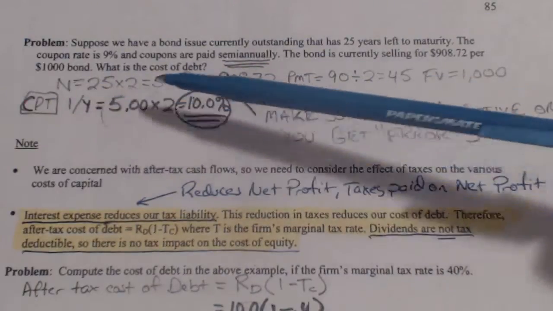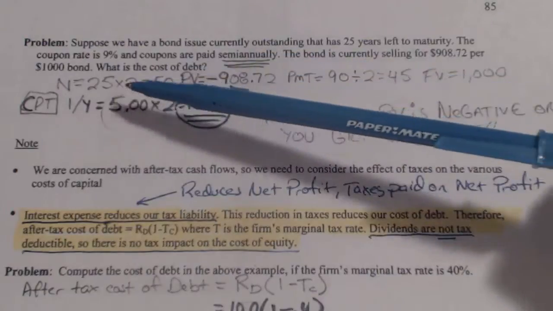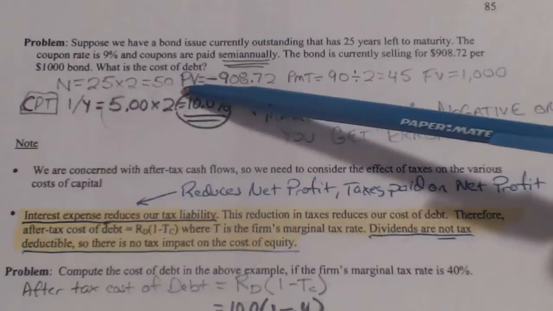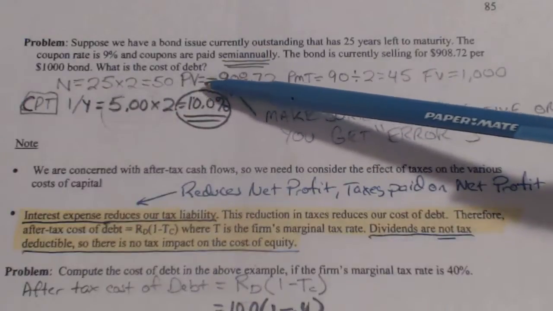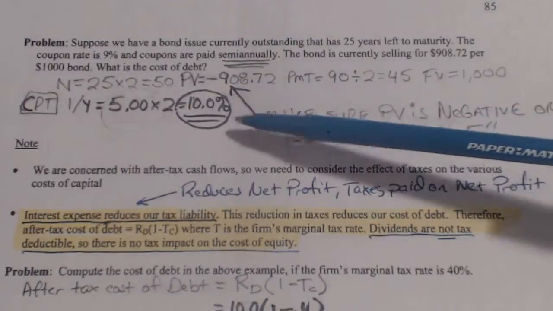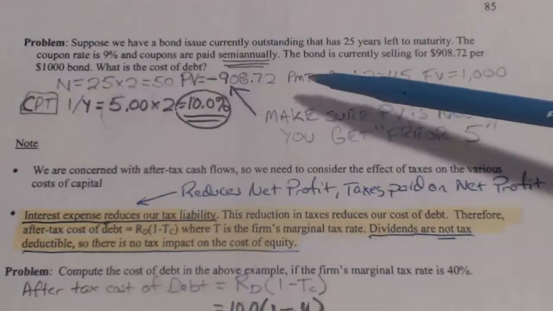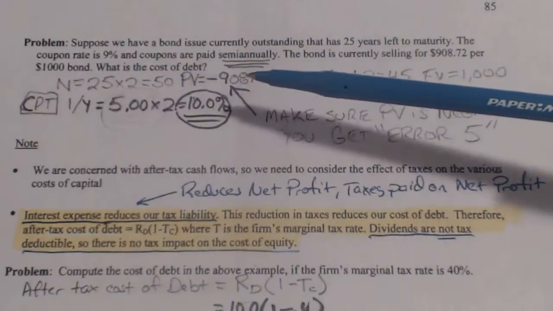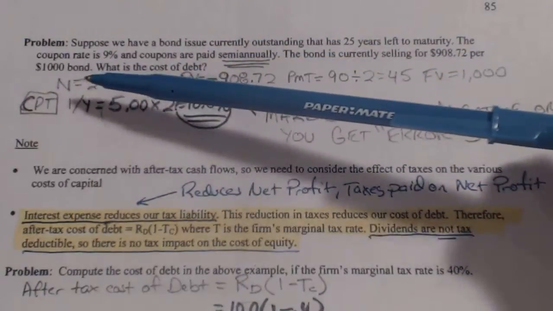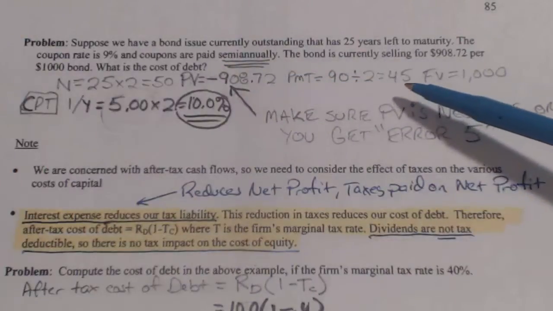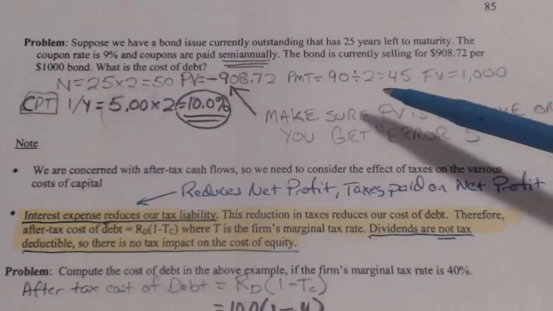Okay, so the way you go about this is semi-annual. So the N, you got 25 years left, so 25 times 2 is 50. The present value is 908.72. You make that a negative number so you don't get error 5. The payments, it's a 9% coupon. 9% of $1,000 is $90 a year, but since this is semi-annual payments, you divide 90 by 2, you get 45. Future value is 1,000.